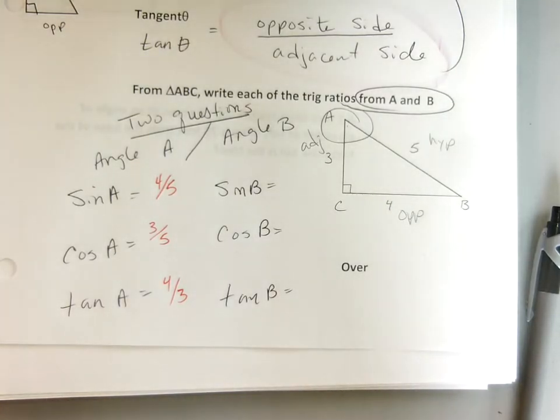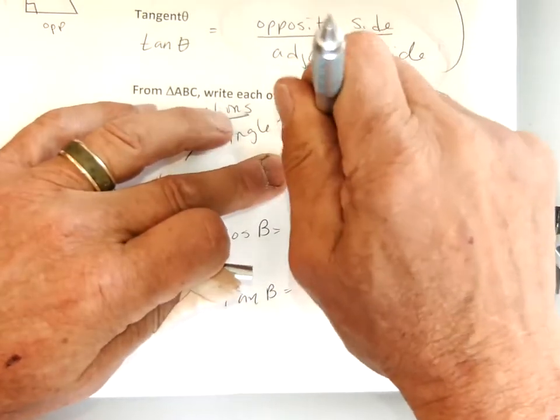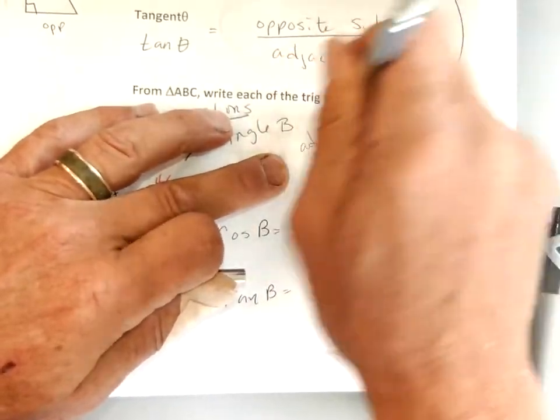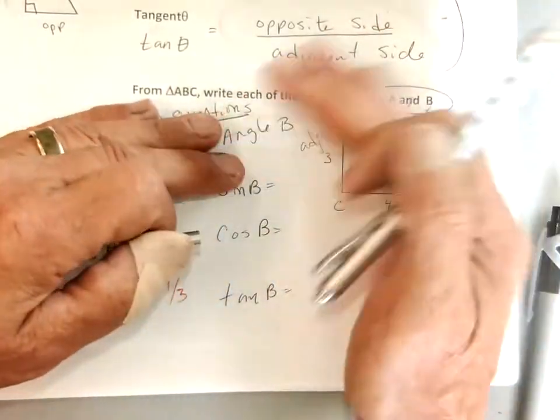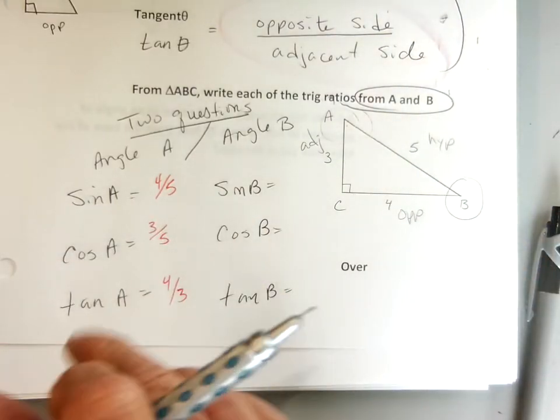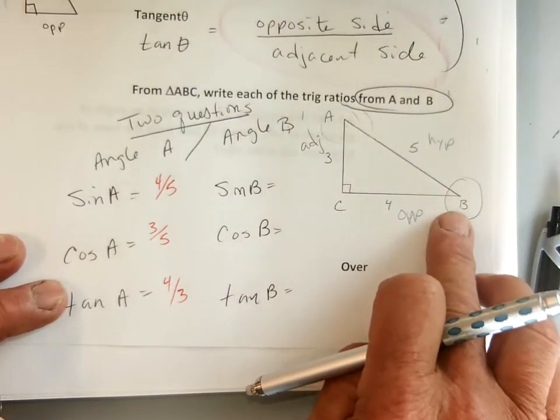Now, let's go to the other side of the lake. So now we're going to walk over to angle B. I'm not at A anymore. I'm over at angle B. And when I'm at angle B, all of a sudden, my names change, don't they? I'm at B.